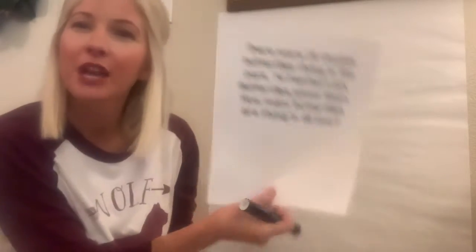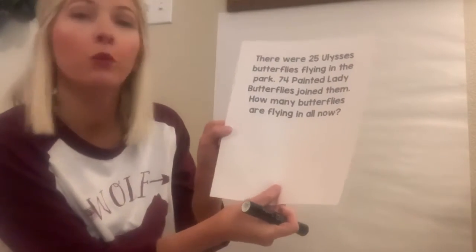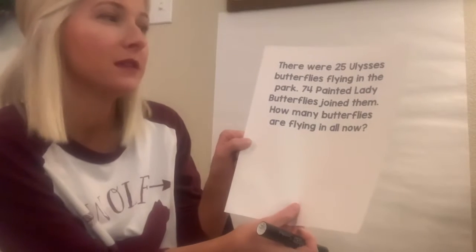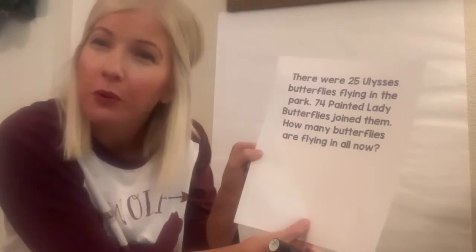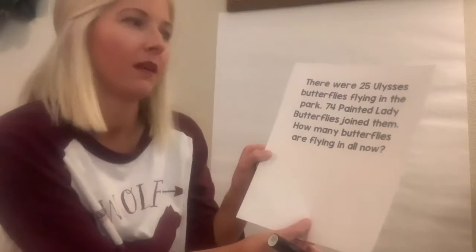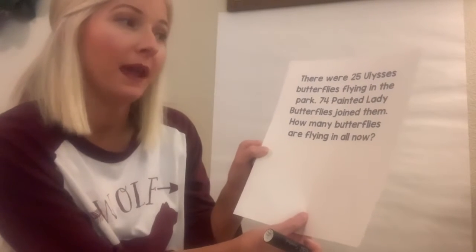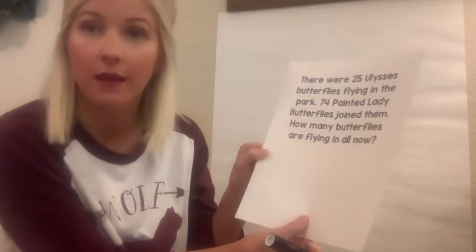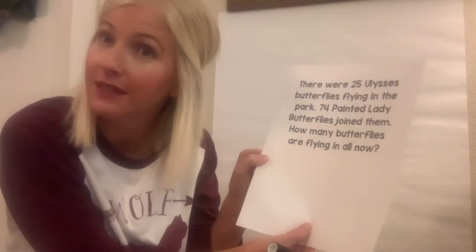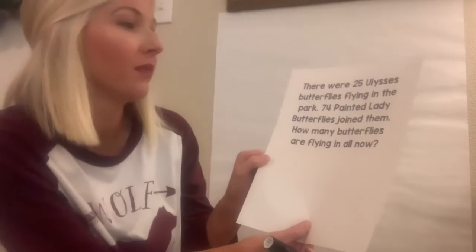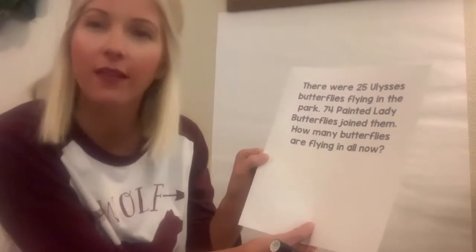Here we go. Our CGI problem says, there were 25 Ulysses butterflies flying in the park. Those are those blue butterflies we read about. 74 painted lady butterflies joined them. Those are the kinds of butterflies we will have soon because we have painted lady caterpillars. How many butterflies are flying in all now?